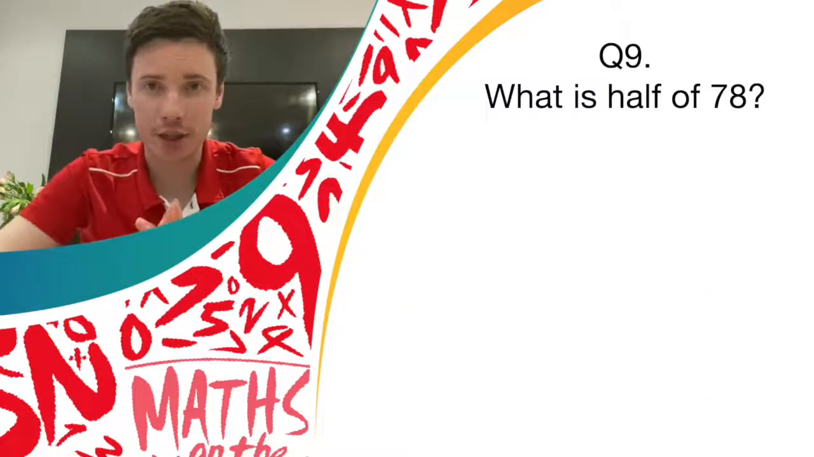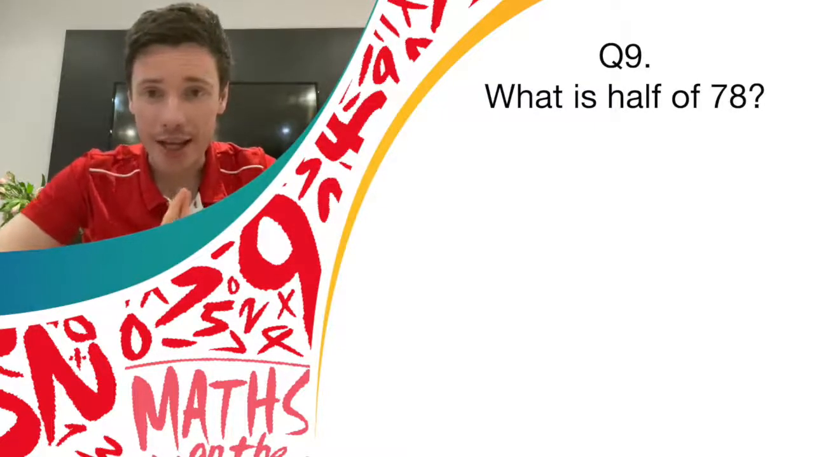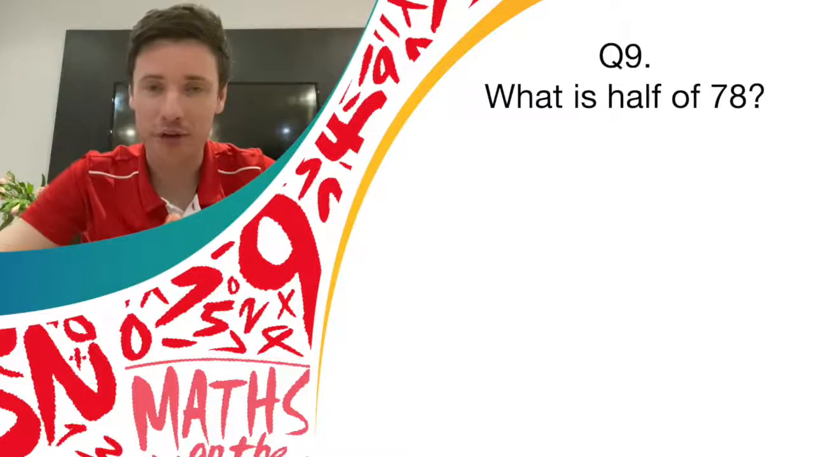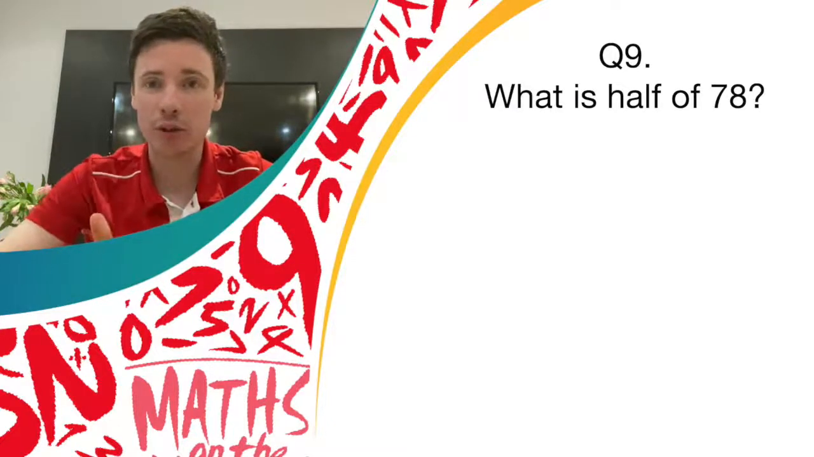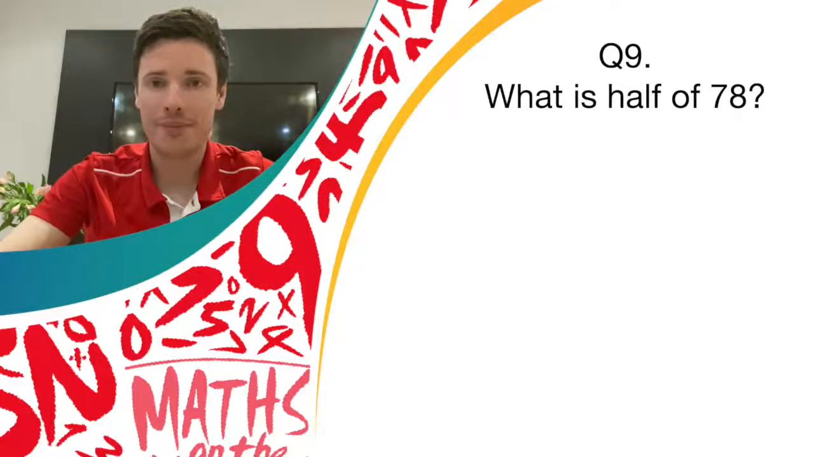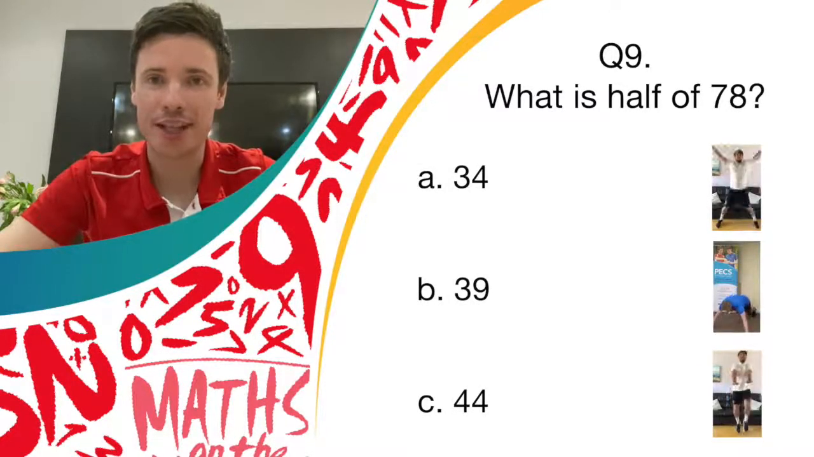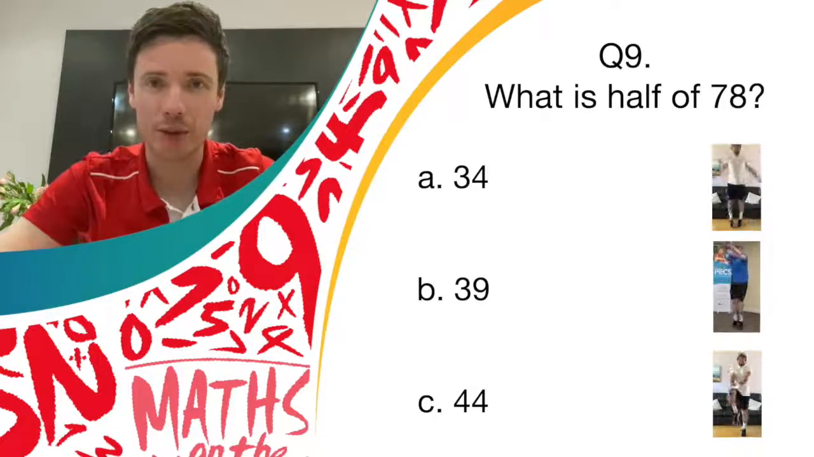Okay, the second last question of this quiz, question 9. Question 9 is, what is half of 78? As always, a few seconds of thinking time before the answers appear on the screen. Okay, so the options are A, 34, B, 39, or C, 44.